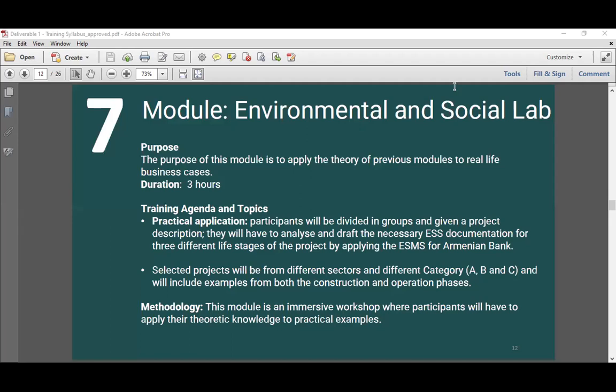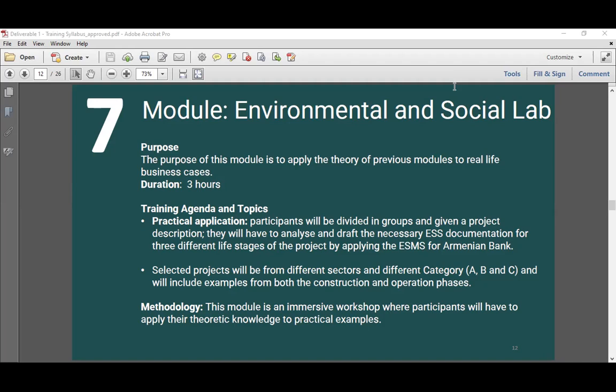The seventh module is the environmental and social lab, and the purpose of this module is to apply the theory of previous sessions and to tackle real life business cases. So basically, during this seventh module, we will be carrying out some practical exercises. And here again, we'll be divided into groups and given a template project description. So you will need to analyze and draft the necessary ESS documentation for three different life stages and how to apply the ESMS process for the Armenian bank. We will offer you different examples from different risk categories.